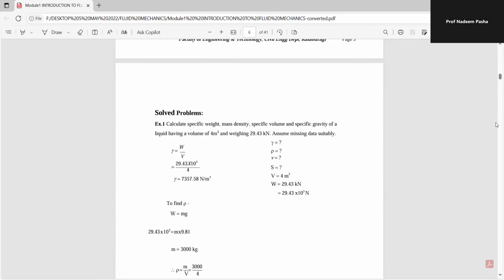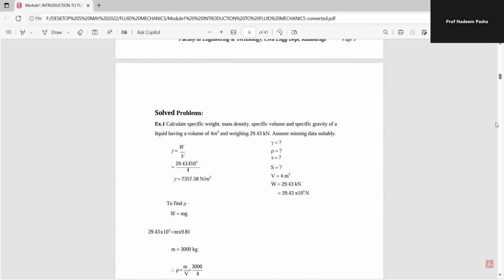So as weight is given, you can use the formula for specific weight. That is, specific weight is equal to weight by volume. So weight is how much? 29.43 kilonewton is there. So we will convert it into Newton. 29.43 into 10 raised to 3 divided by how much is the volume? 4. So it comes out to be 7357.58 Newton per meter cube. You can also cross check it if you have the calculators with you.